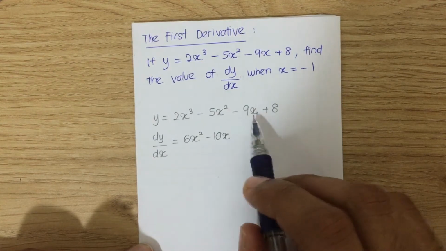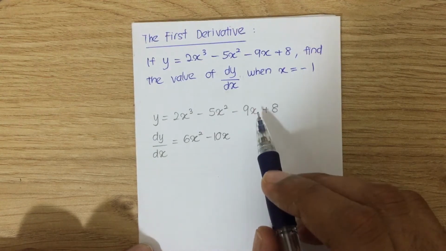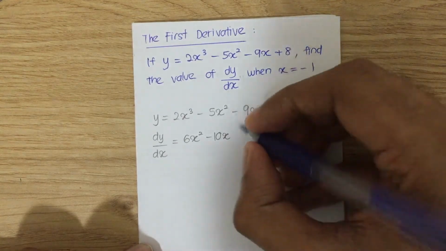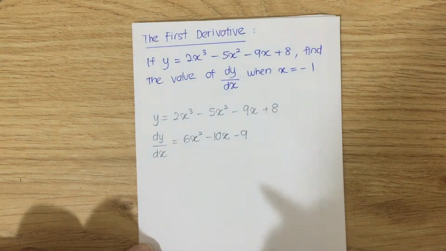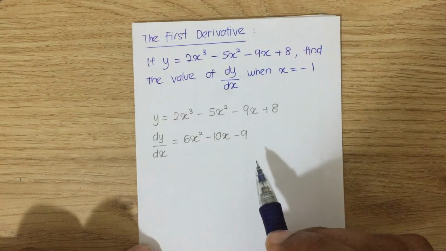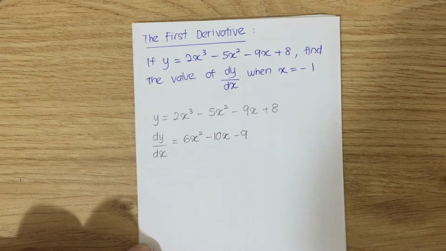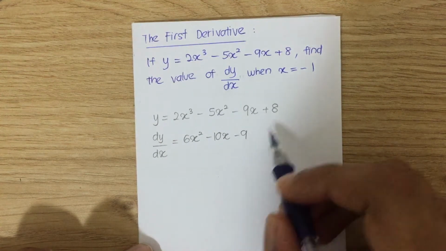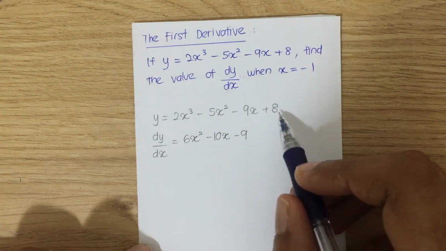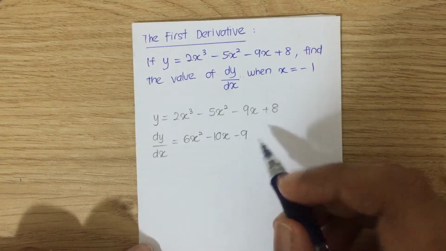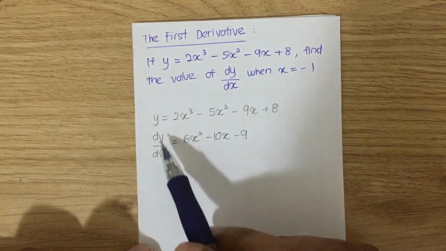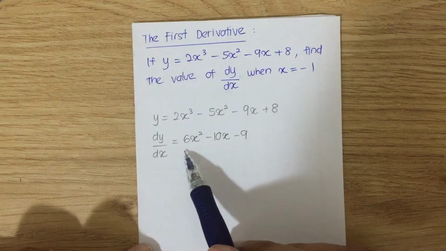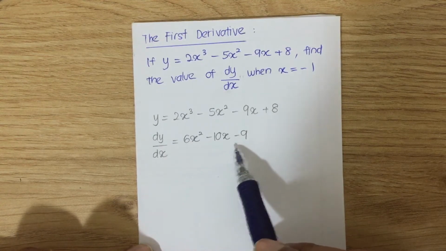For the third expression, negative 9x: the 1 you times with negative 9, so you get negative 9. The power 1 you minus 1, you get x to the power of 0. X to the power of 0 is 1, so negative 9 times 1 is negative 9. So from here you get negative 9. Since the last term is a constant, its derivative is 0, so you don't need to write the 0, guys. We can just leave your answer this way. So you get dy over dx is equal to 6x squared minus 10x minus 9.